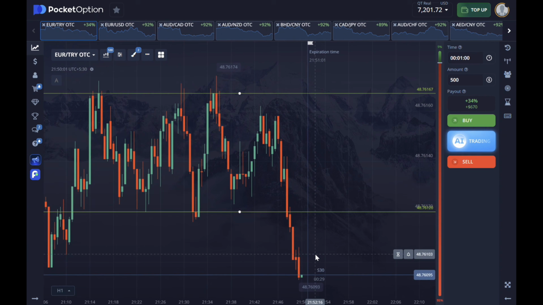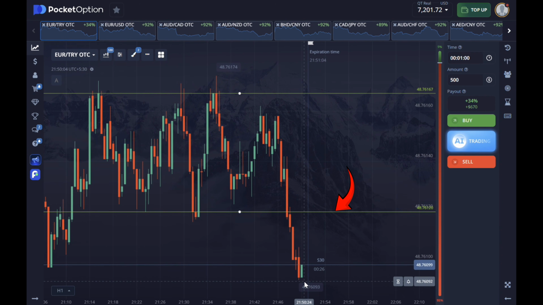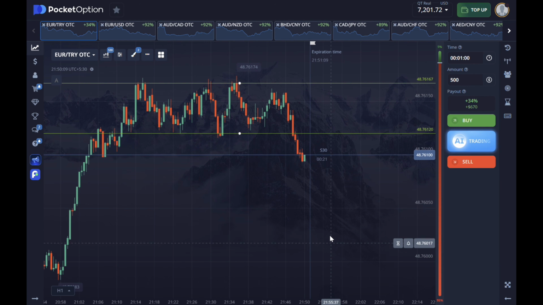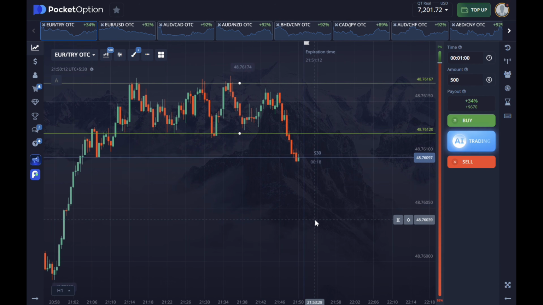And it's around 48.76090. The market has formed a structure similar to a double bottom pattern. This is a reversal pattern where sellers start to weaken and buyers enter.